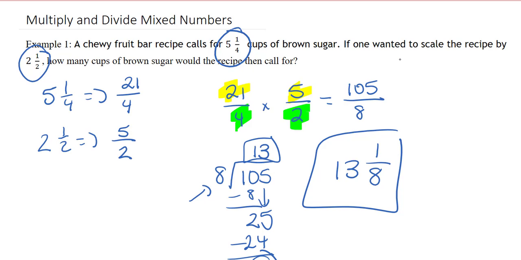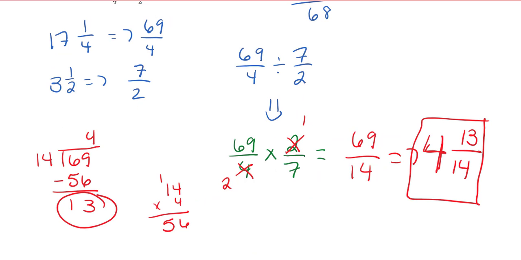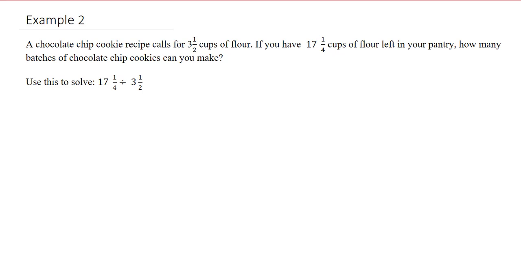So let's look at another example. Example 2. A chocolate chip cookie recipe calls for 3.5 cups of flour. If you have 17 1/4 cups of flour left in your pantry, how many batches of chocolate chip cookies can you make? So the first thing we're going to do is change these to improper fractions.